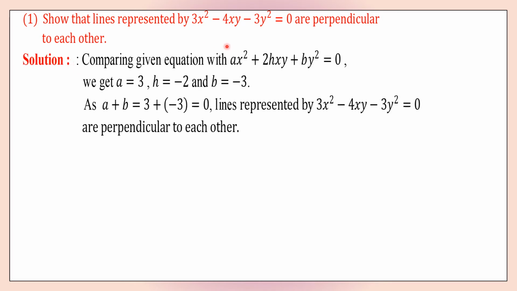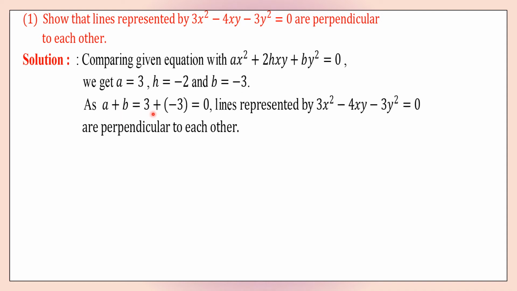Solution. Comparing the given equation with ax square plus 2hxy plus by square equal to 0, we get the coefficient of x square is a; here the coefficient of x square is 3, therefore a equals 3. The coefficient of xy is 2h; the coefficient of xy is minus 4, so 2h equals minus 4, hence h equals minus 2. The coefficient of y square is b; the coefficient of y square is minus 3, so b equals minus 3.